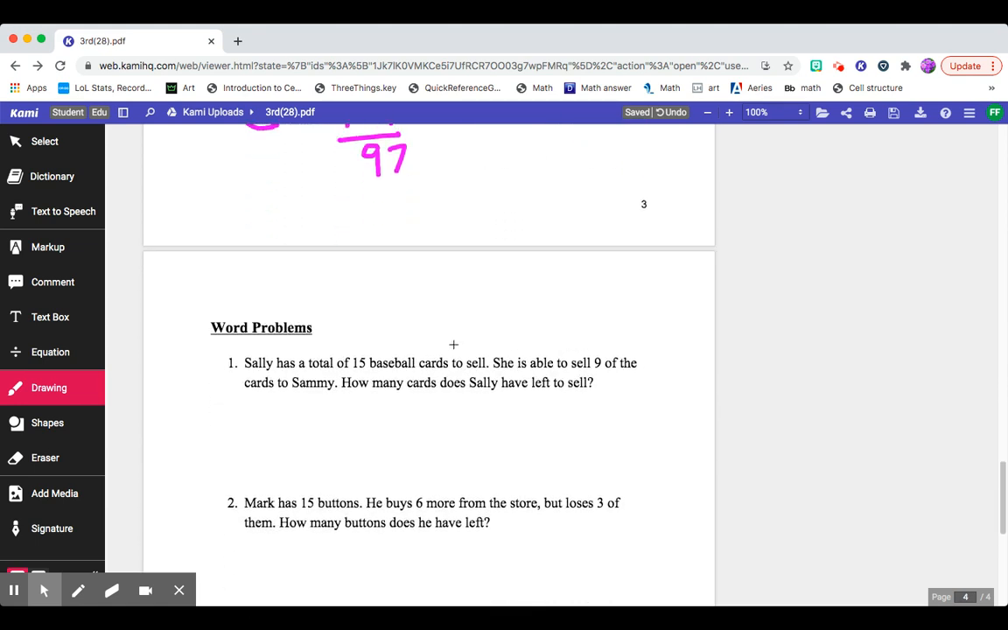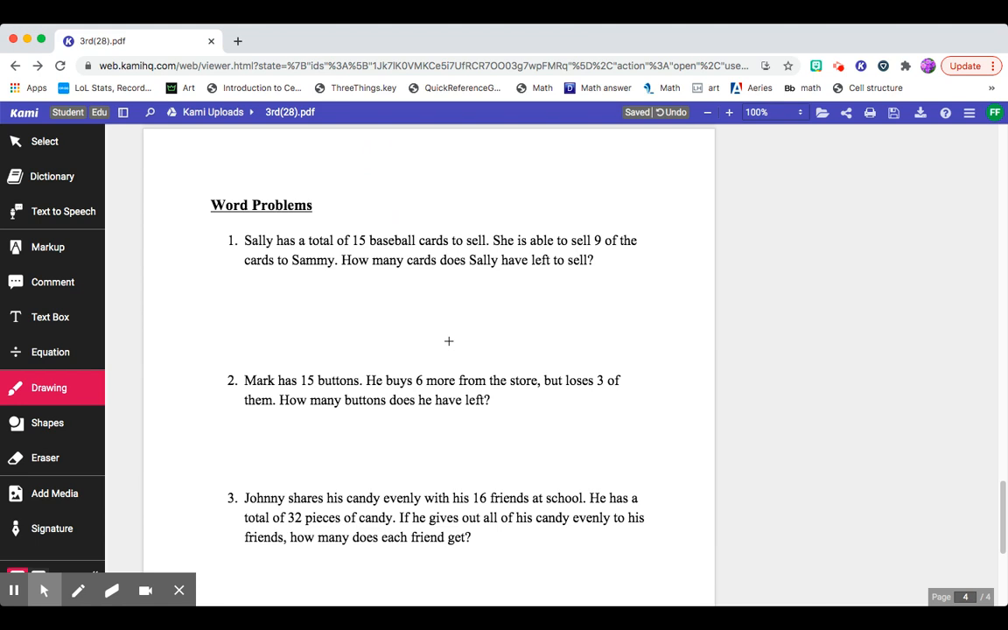Okay, now let's try the word problems. Sally has a total of 15 baseball cards to sell. She's able to sell 9 of the cards to Sammy. How many cards does Sally have left to sell? Okay, so Sally has a total of 15 cards to sell, but she's able to sell 9 of the cards to Sammy. So she sold 9 of the cards to Sammy out of the 15.